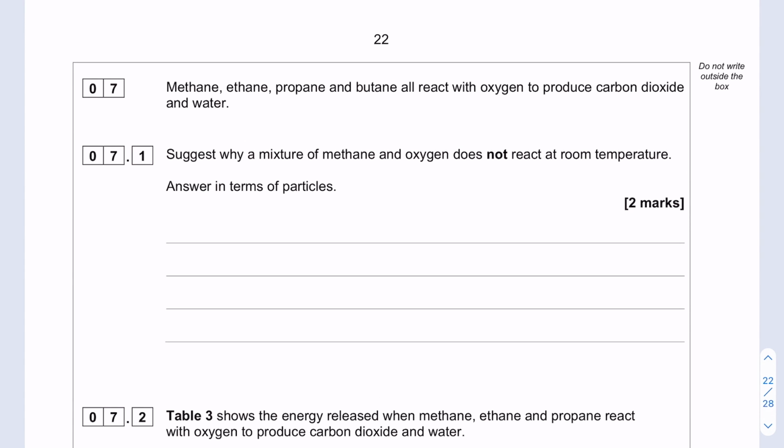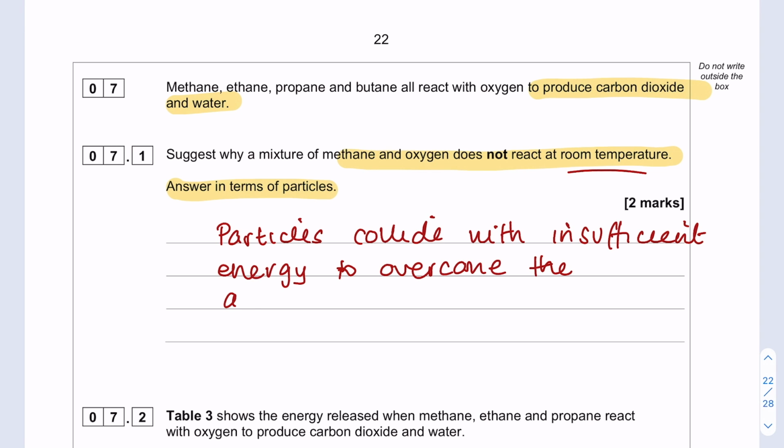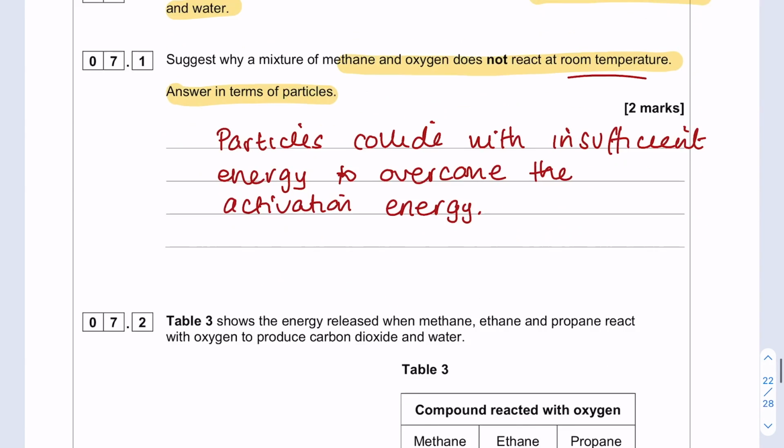Methane, ethane, propane and butane all react with oxygen to produce carbon dioxide and water. Suggest why a mixture of methane and oxygen does not react at room temperature. Answer in terms of particles. Okay, what's true about low temperature? Well, the particles are colliding in this case, but with kinetic energy which is too low, which means that they have insufficient energy to overcome the activation energy. Because remember, activation energy is the minimum amount of energy required for a reaction to occur.